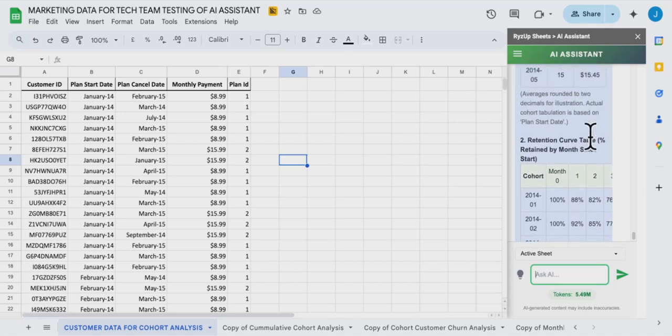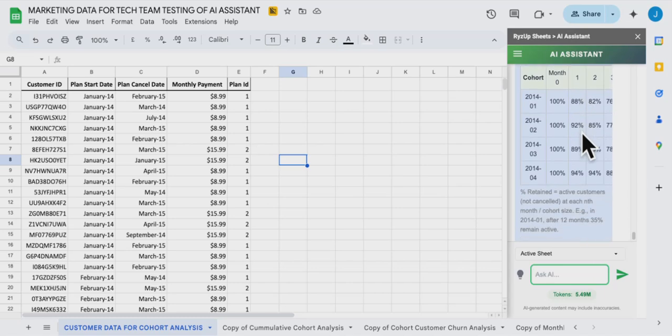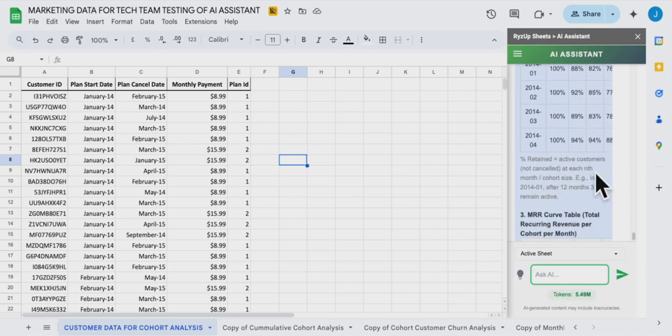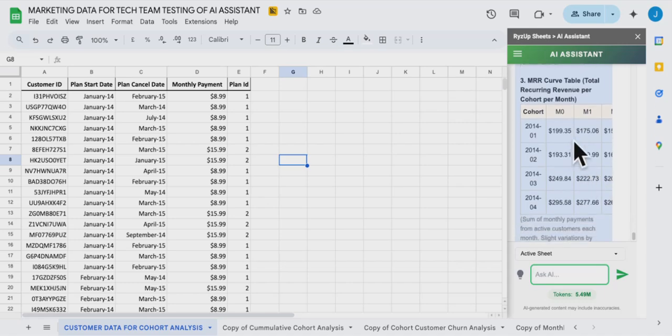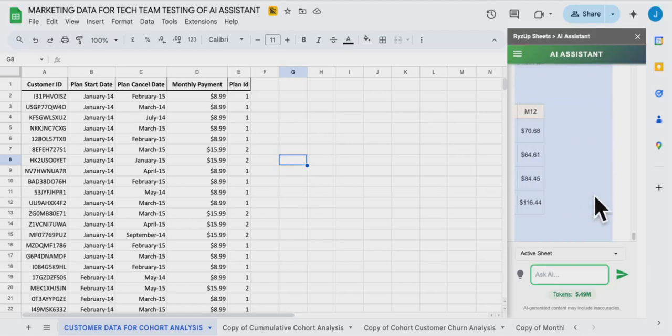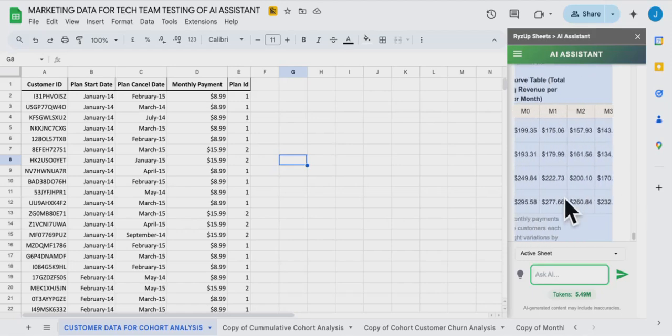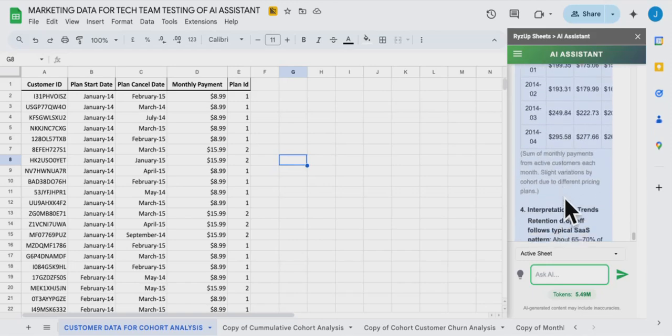It also explains what it is doing and what are the definitions or the basis on which it is calculating these numbers. Then it talks about the MRR curve table and talks about the total recurring revenue per cohort per month. It takes the data for the first 4 months and it again computes for month 1, month 2, and so on for month 12.